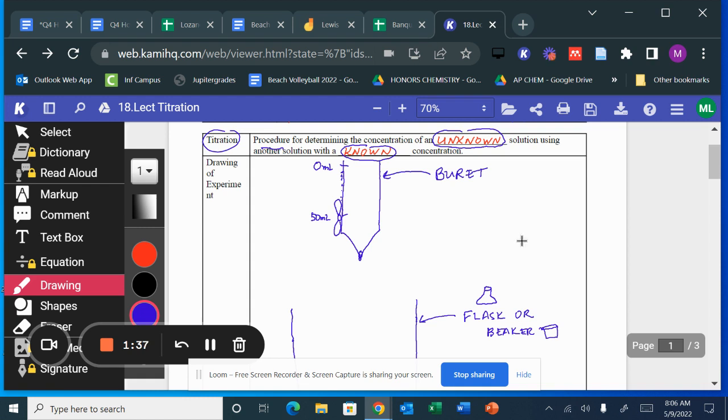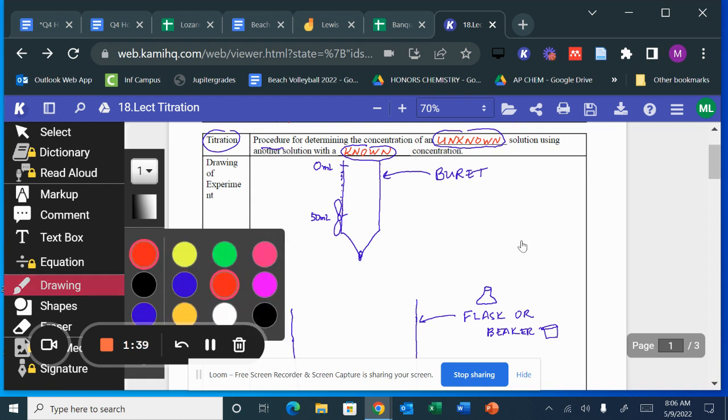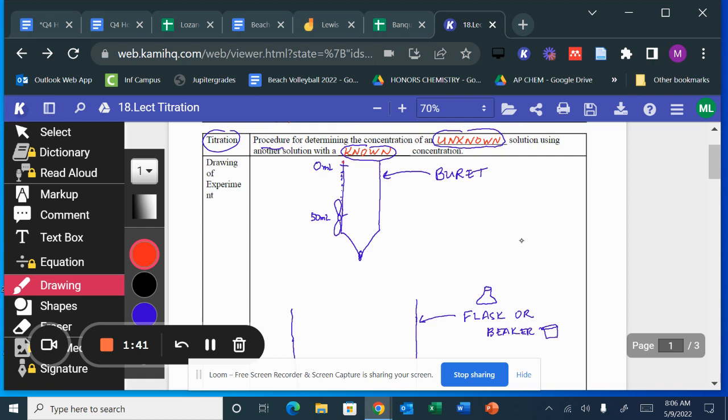Okay, so first you're going to start with adding a liquid in there, a solution in there, whatever it is you decide. And as you open this valve, it can open or close. As you open it, the solution will go down into your beaker or flask in the bottom.